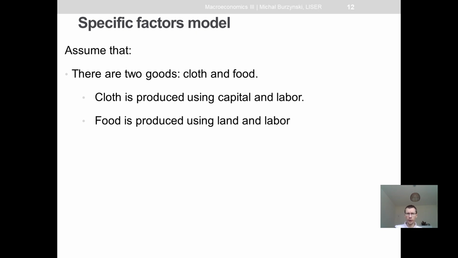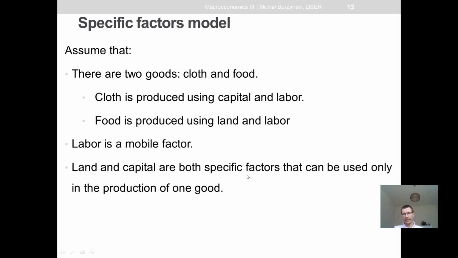Two of those factors of production, that is capital and land, are going to be specific and used only in the production of one good. So we assume that clothes is produced using capital and labor, and capital can be used only to produce clothes. And food, the second good, and the second sector, can be produced using land and labor, and land is the specific factor for producing food. Labor, on the other hand, the third factor of production, is a mobile factor. So you can see that we use labor to produce in both sectors.